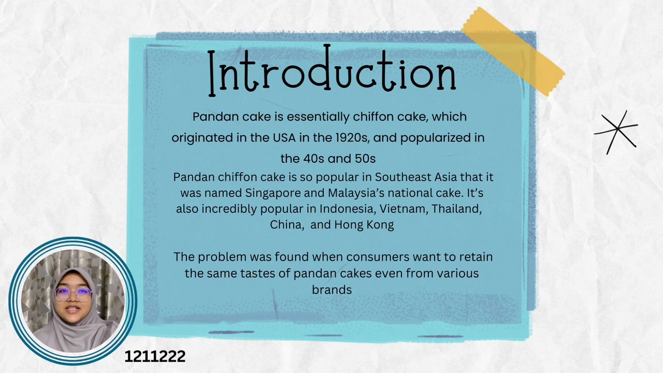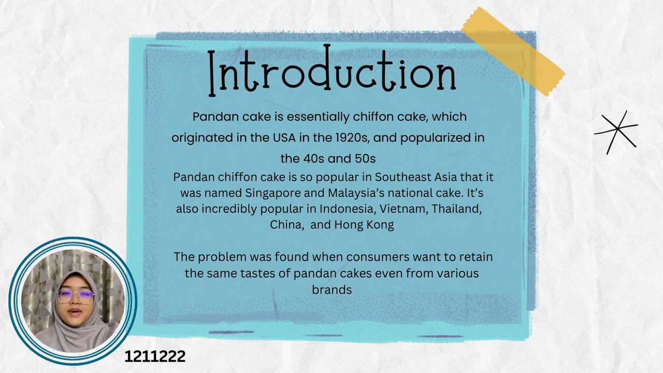Pandan cake is essentially chiffon cake, which originated from the USA in the 1920s. Pandan chiffon cake is so popular in Southeast Asia that it was named the national cake of Singapore and Malaysia. It's also incredibly popular in Indonesia, Vietnam, Thailand, China and Hong Kong. Nowadays, pandan cake is becoming more popular across the Western world as well.